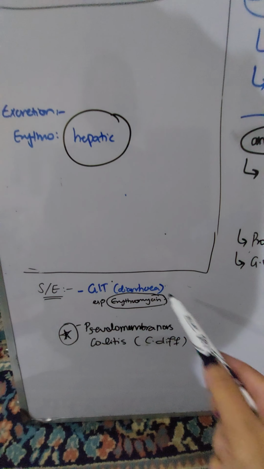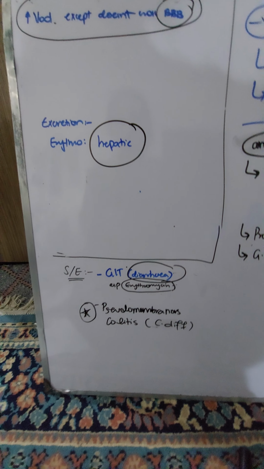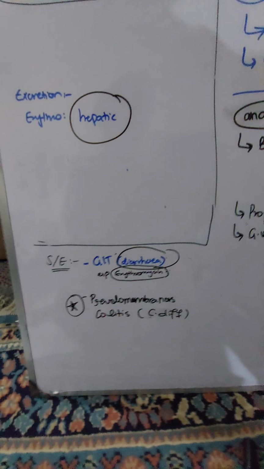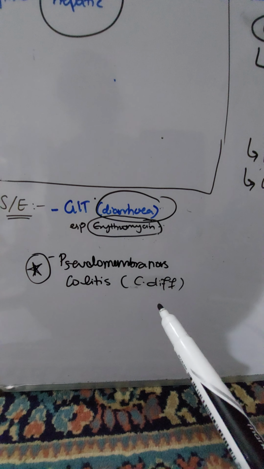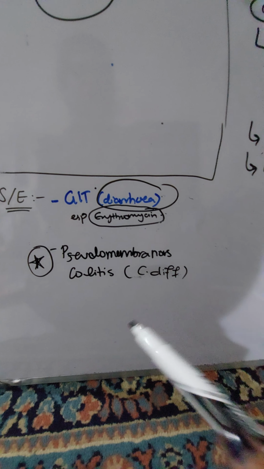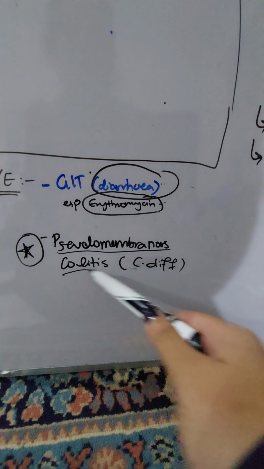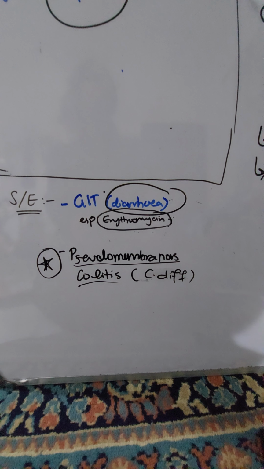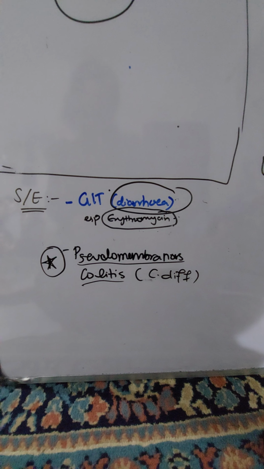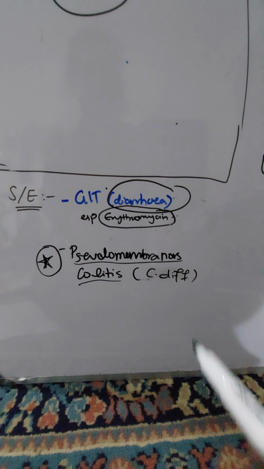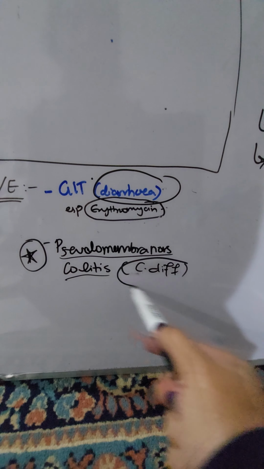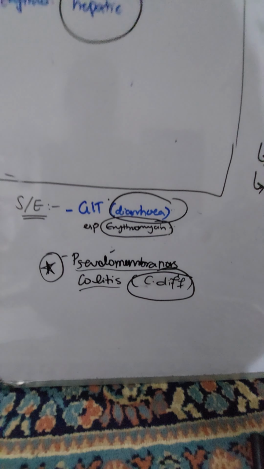Iski side effects are also the same as erythromycin, which is that it causes diarrhea. However, this has an extra and very important दूसरा एक side effect, which is it causes pseudomembranous colitis, जो कि Clostridium difficile की वजह से होता है. This can be caused by a lot of other oral antibiotics such as penicillin, cephalosporins, all of those things. But clindamycin is a very strong indication for pseudomembranous colitis. ठीक है? So this mostly causes pseudomembranous colitis.